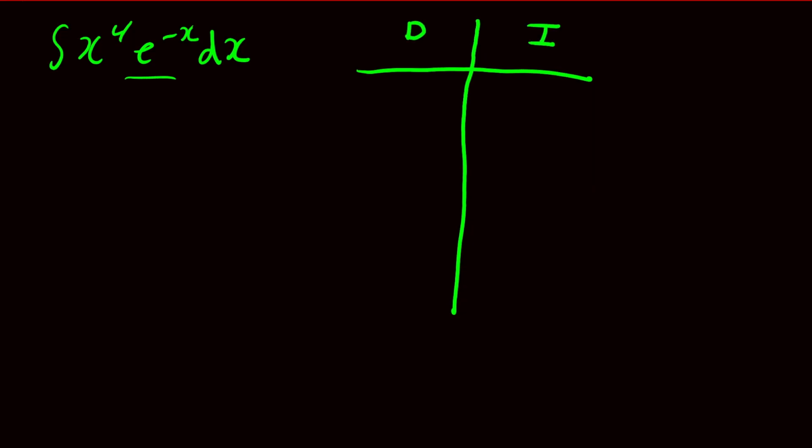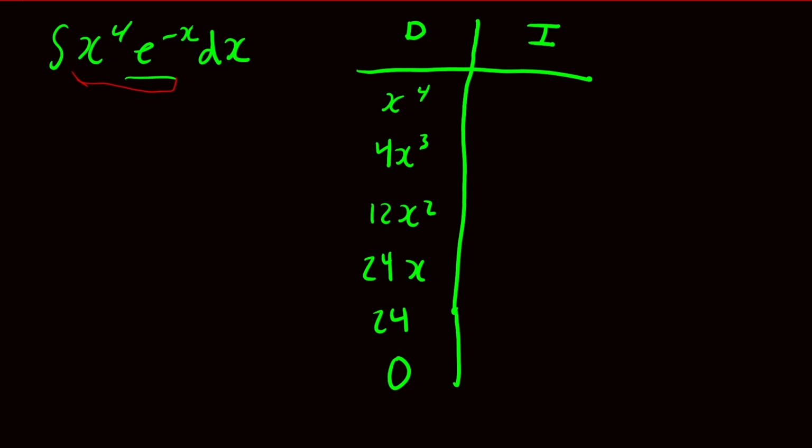Now, by now we should be pros. Which one of these is gonna die when we keep differentiating it? X to the fourth. So it'd be x to the fourth, and then I'm just gonna keep taking the derivatives. 4x cubed. I'm gonna try to be neat because these are a lot of rows. 12x, 24, and then 0.